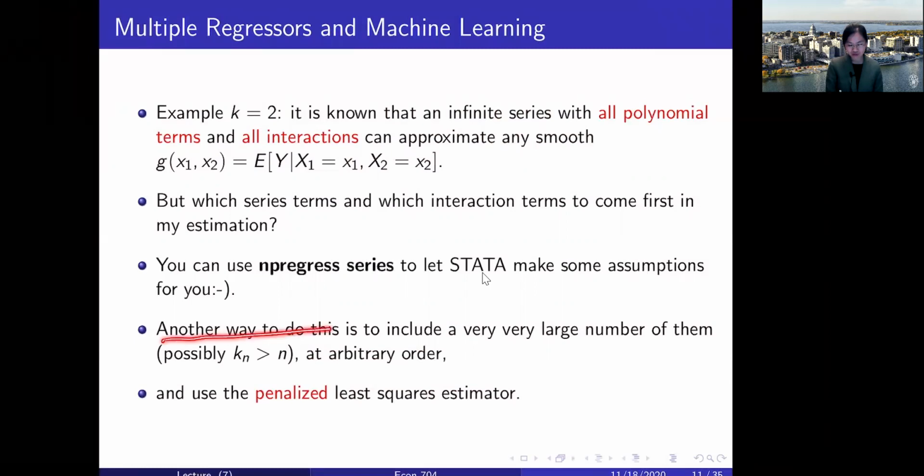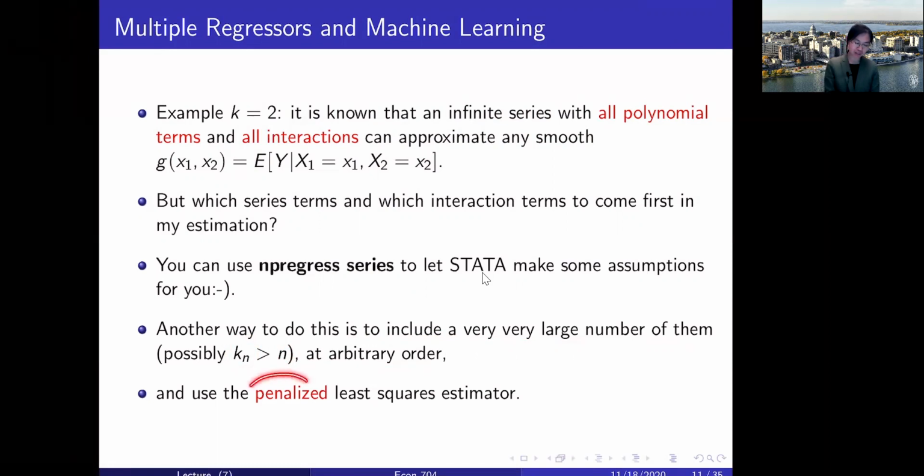Another way to do this is by machine learning. Another way to do this is to include a very, very large number of polynomial or other nonlinear terms and interactions. Possibly you can include even more terms than your sample size at whatever order, doesn't matter. That's the beauty of machine learning. You can include a lot of nonlinear and interaction terms, but of course, ordinary least square will not give you an answer in that case because ordinary least square will not work when you have too many coefficients to estimate.